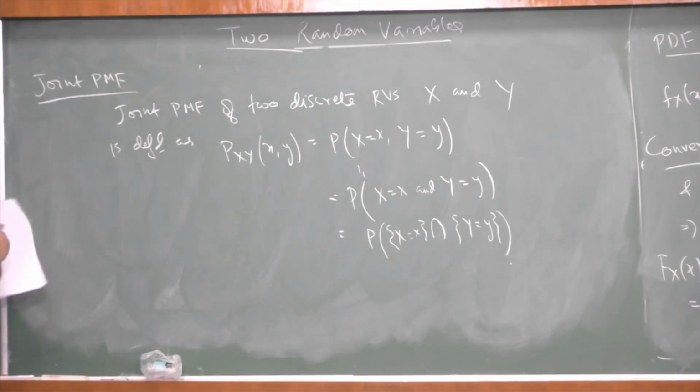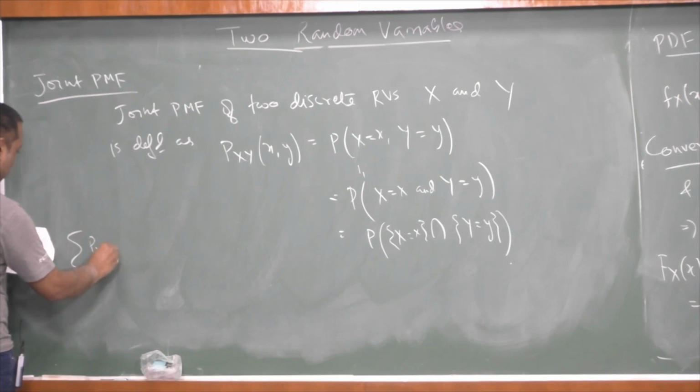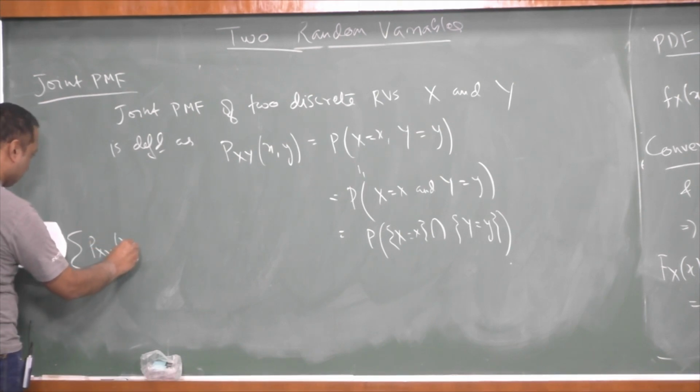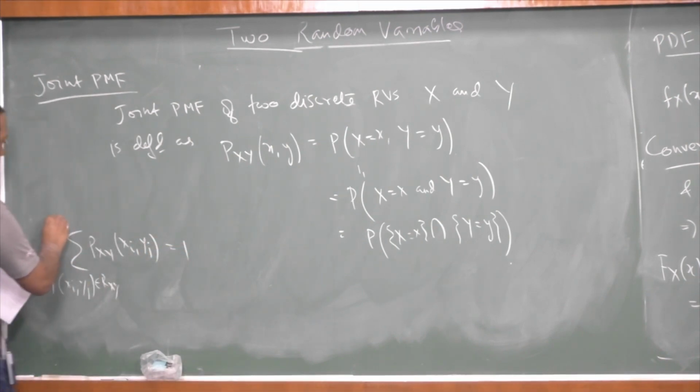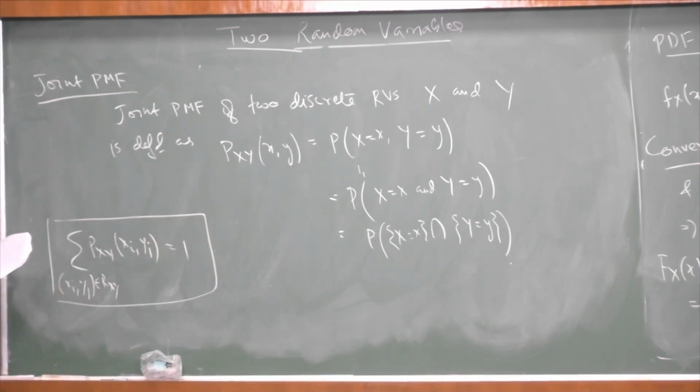So one of the properties that we have is, if I sum over all the joint values (x_i, y_j) in R_XY, it must sum to 1. This is over all possible range of X and Y. If I sum these joint probability values, it must be 1, because only then will we say it's a valid PMF.